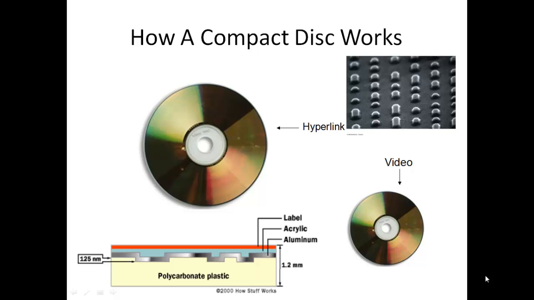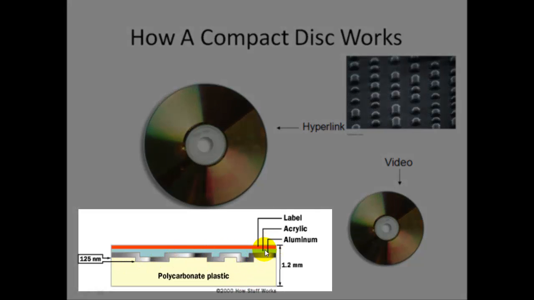This section is on how a compact disc works. This topic often comes up in questions on paper 1 and also paper 2. Now, a CD or DVD is basically a piece of plastic with some aluminium, acrylic, and then you have the label on top. If you notice, on the aluminium there are these bumps, and this is where the information is stored.